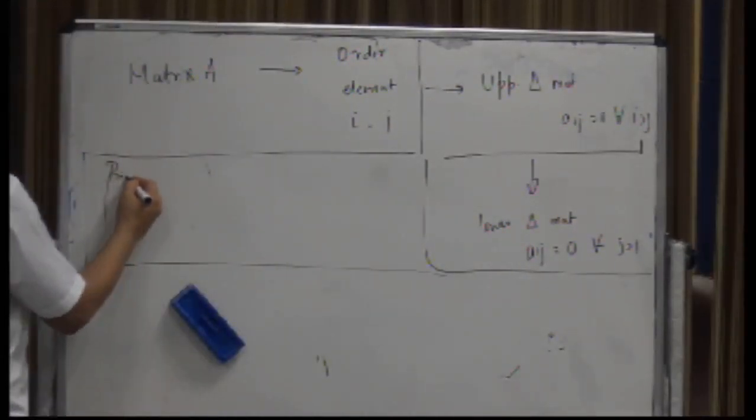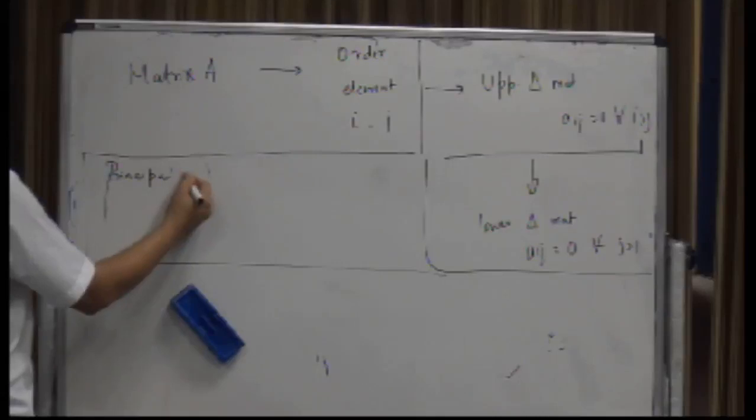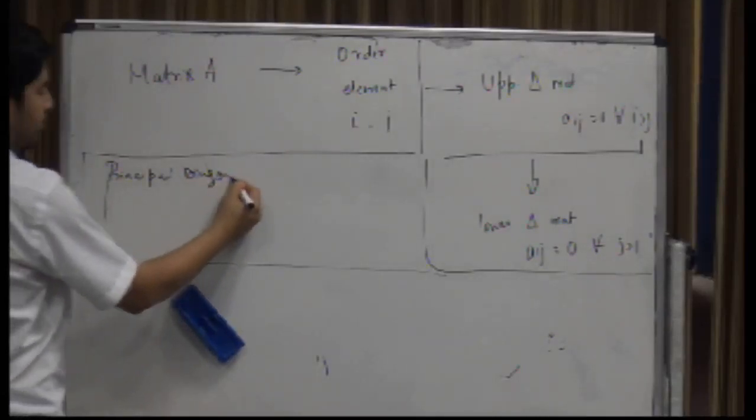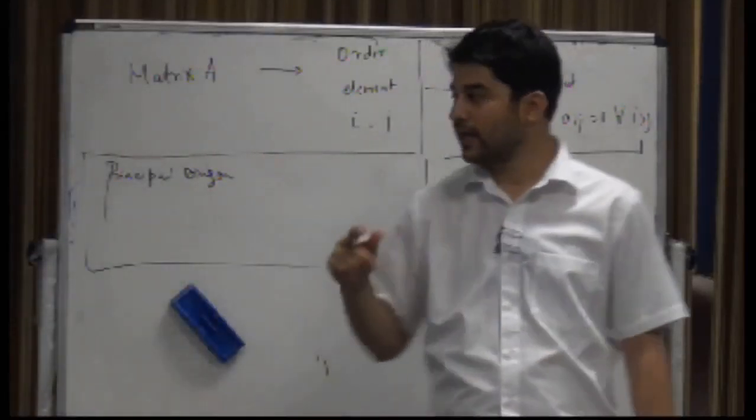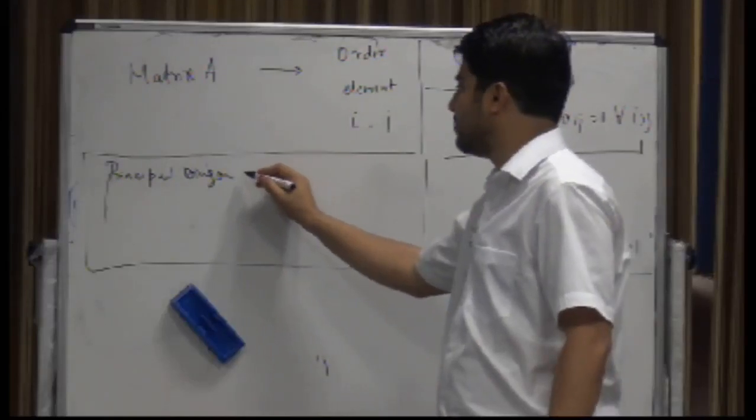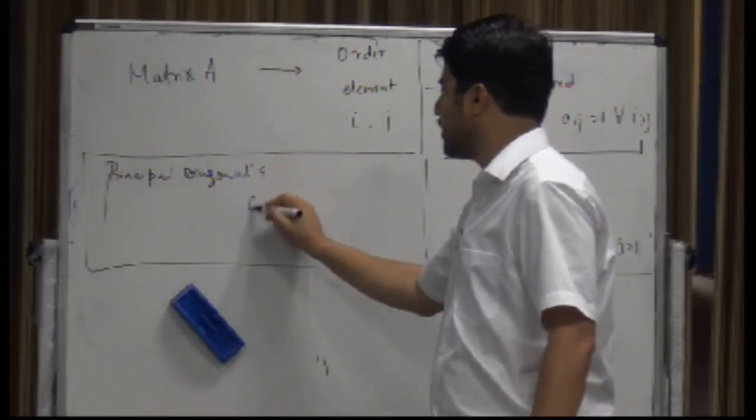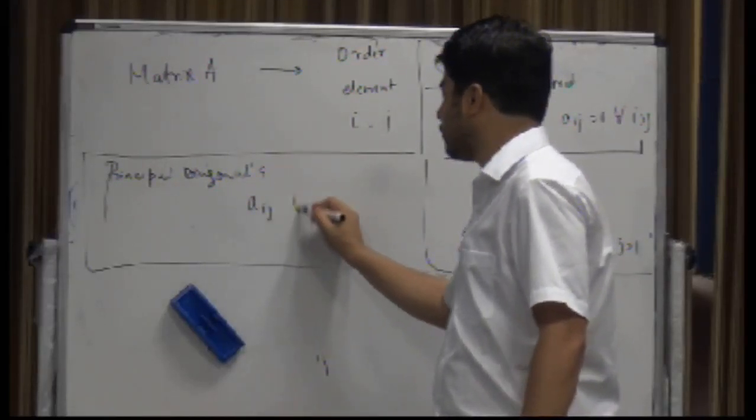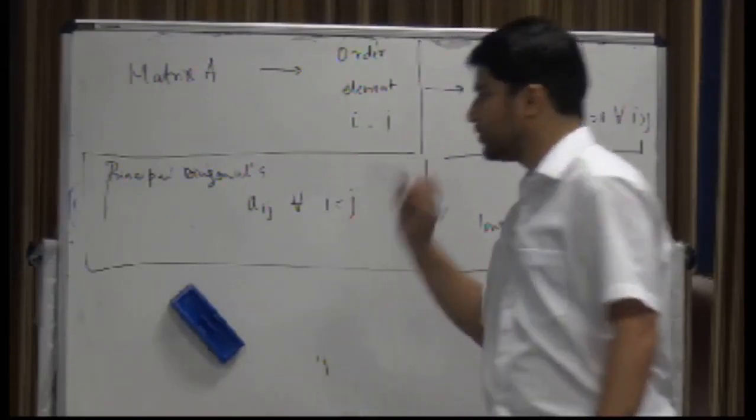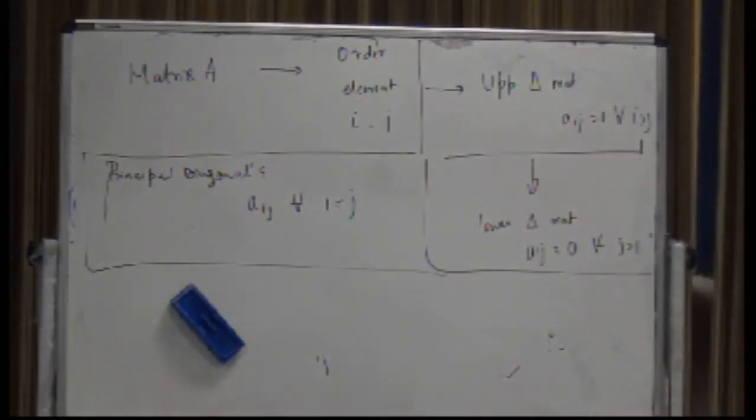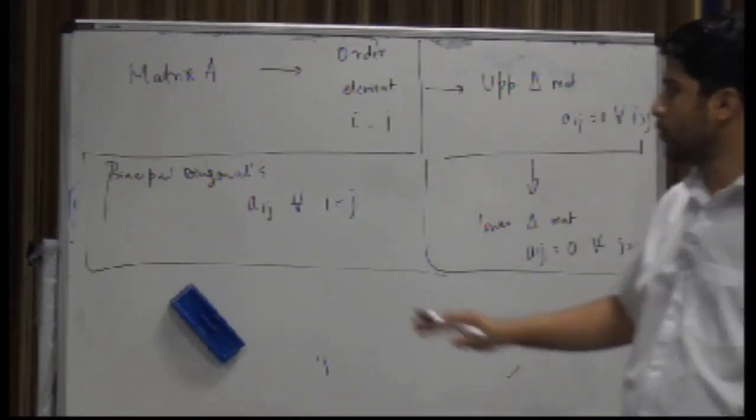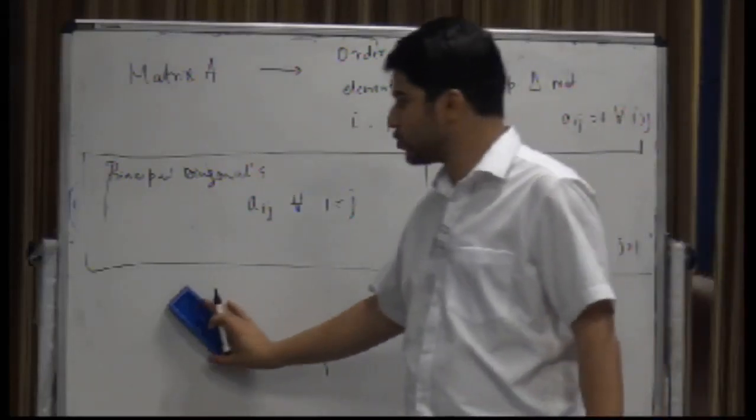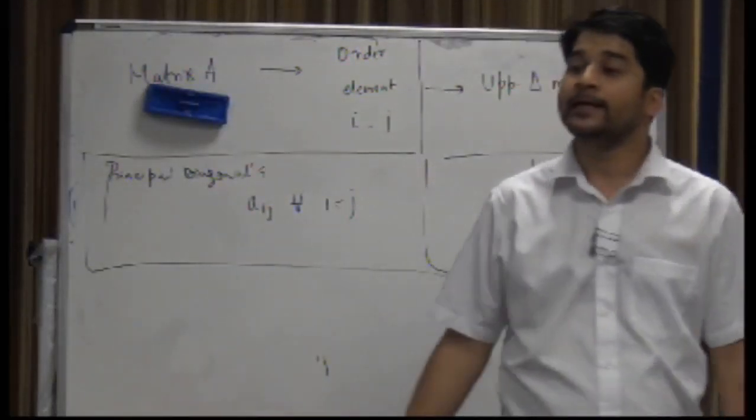And then we also understood the principal diagonal. What is the principal diagonal? प्रिंसिपल डायगोनल्स के एलिमेंट्स कौन होंगे? Aij for all i equal to j, right? See, we are heading somewhere, right? We started with matrix, we understood what is upper triangular, we understood what is lower triangular, and now we understand what is principal diagonal. So now it's time to define diagonal matrix.